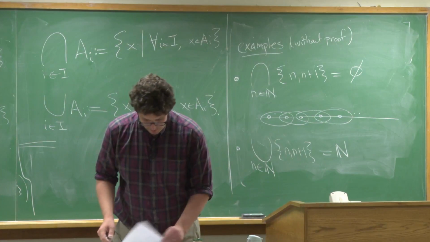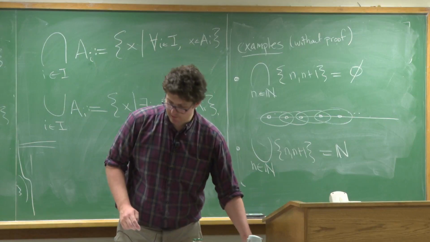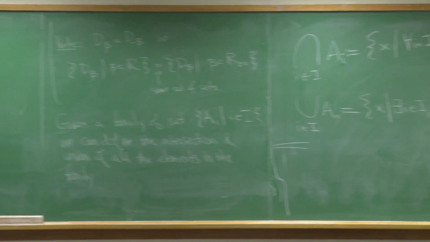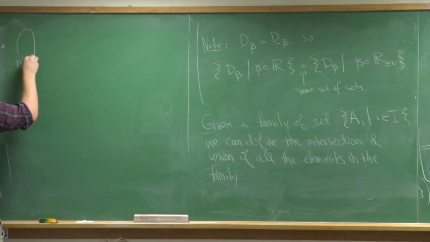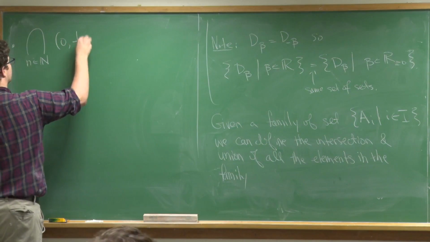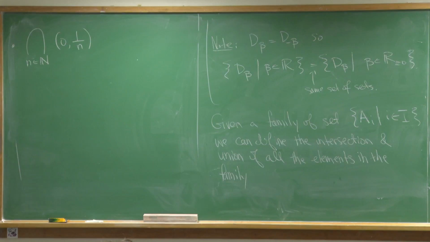Okay, so what I want to do is be able to prove these things. And in particular, let me do another example. So one more example. Let's do the intersection for n in the natural numbers of the interval (0, 1/n) here. So what should this be?